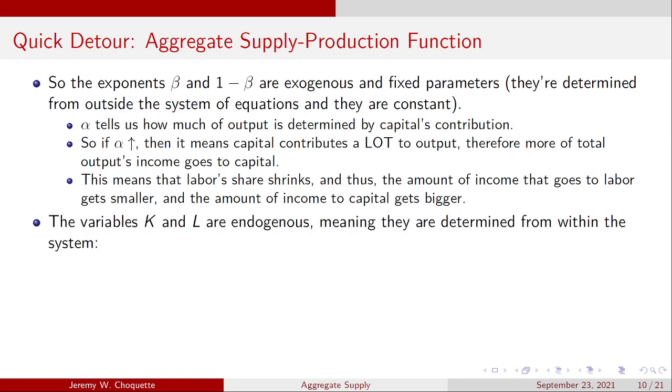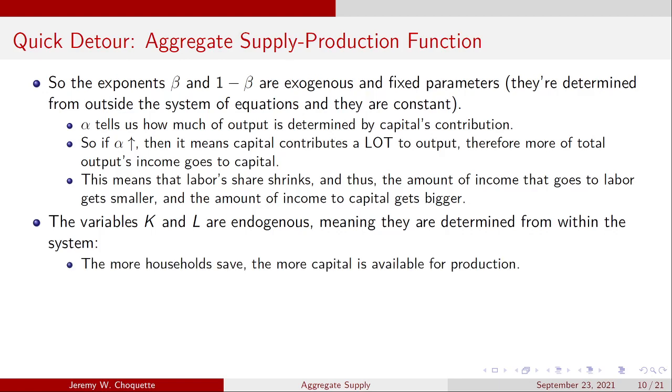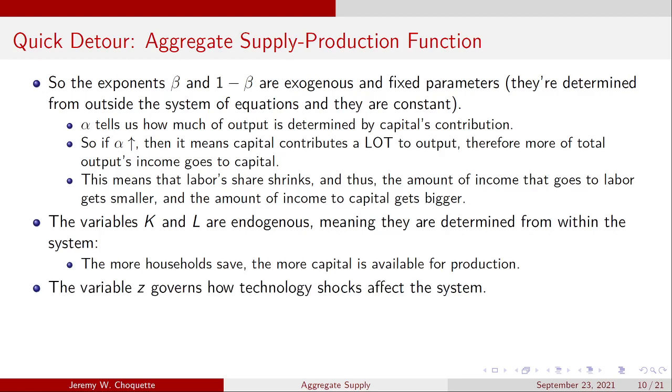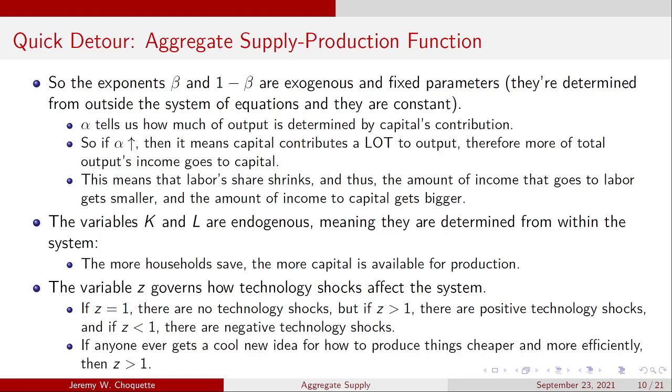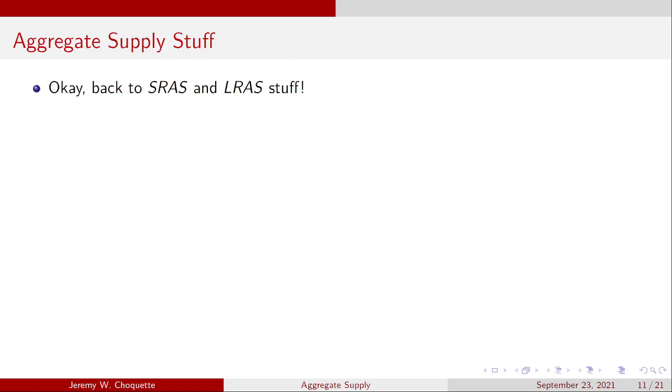The variables K and L are endogenous, meaning they're determined from within the system. The more households save, the more capital is available for production. We'll get into that later. The variable Z governs how technology shocks affect the system. If Z is equal to 1, there's no technology shock, right? Everything's just plugging along as normal. If Z is larger than 1, there are positive technology shocks, and if Z is less than 1, well, surprise, surprise, there are negative technology shocks. If anyone gets a cool idea for how to produce things cheaper and more efficiently, then Z is going to be larger than 1. It's a positive technology shock. If for some reason people somehow forget technology, Z is less than 1. It's a little weird to think about it that way, but unfortunately, that's just kind of the best way that it can be analyzed.